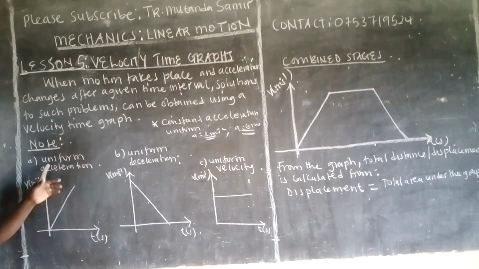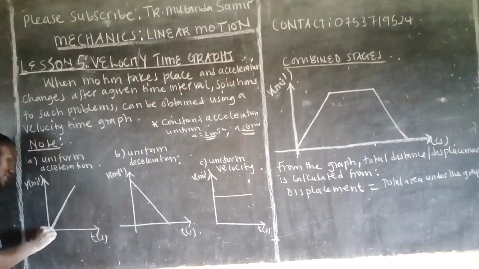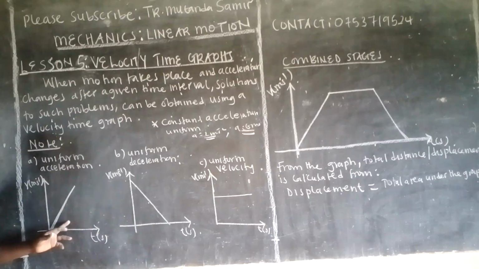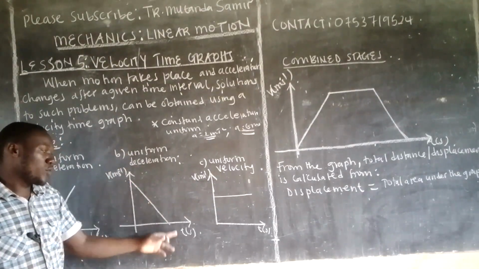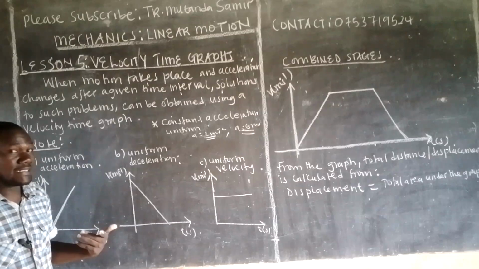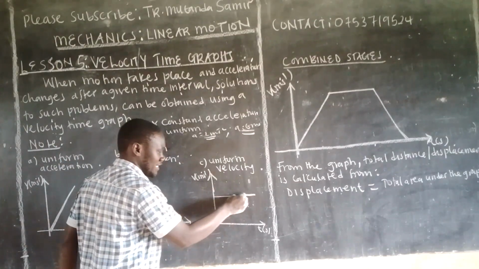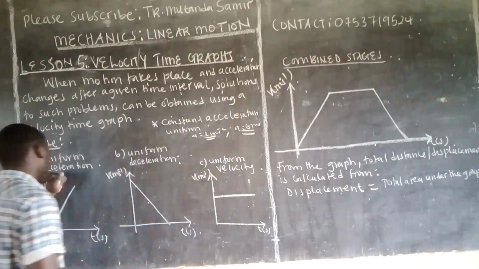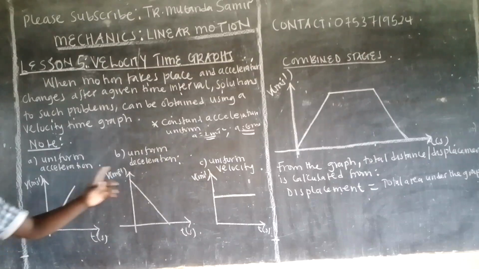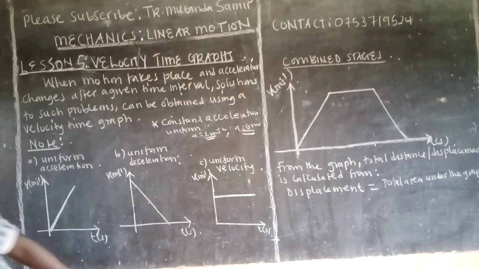Now, for uniform acceleration the line must be in this format. Please cram them. Uniform acceleration should be like this, moving upwards. Then uniform deceleration must be coming from up downwards, like this but opposite. Then finally, a uniform velocity must be like this, a straight horizontal line. Whenever I see the word uniform acceleration, the shape should be this. Uniform deceleration, the shape should be this. Uniform velocity, the shape should be that.